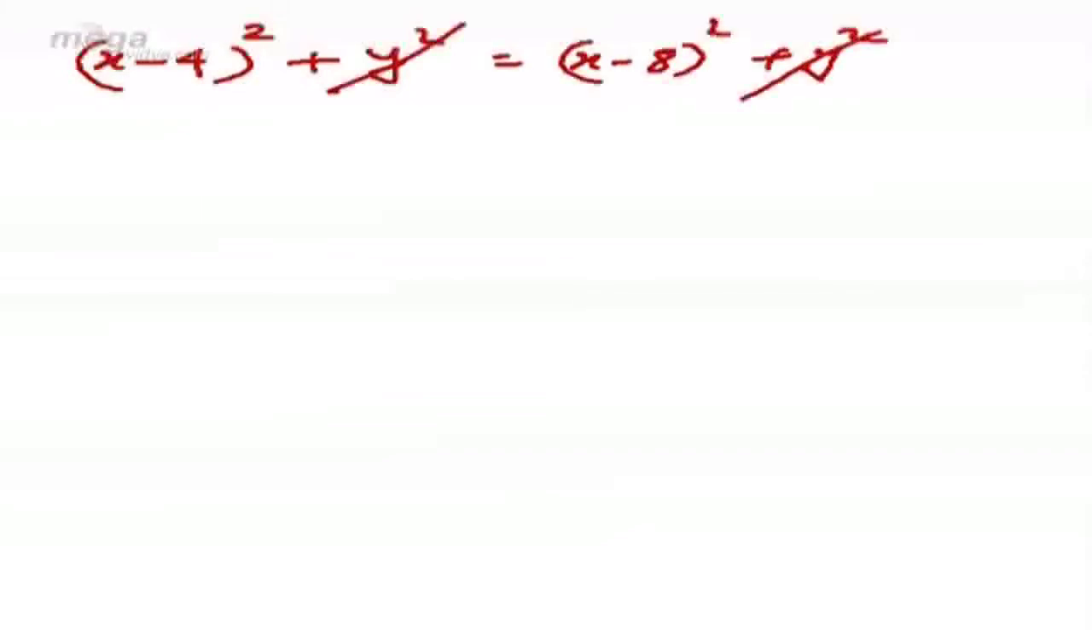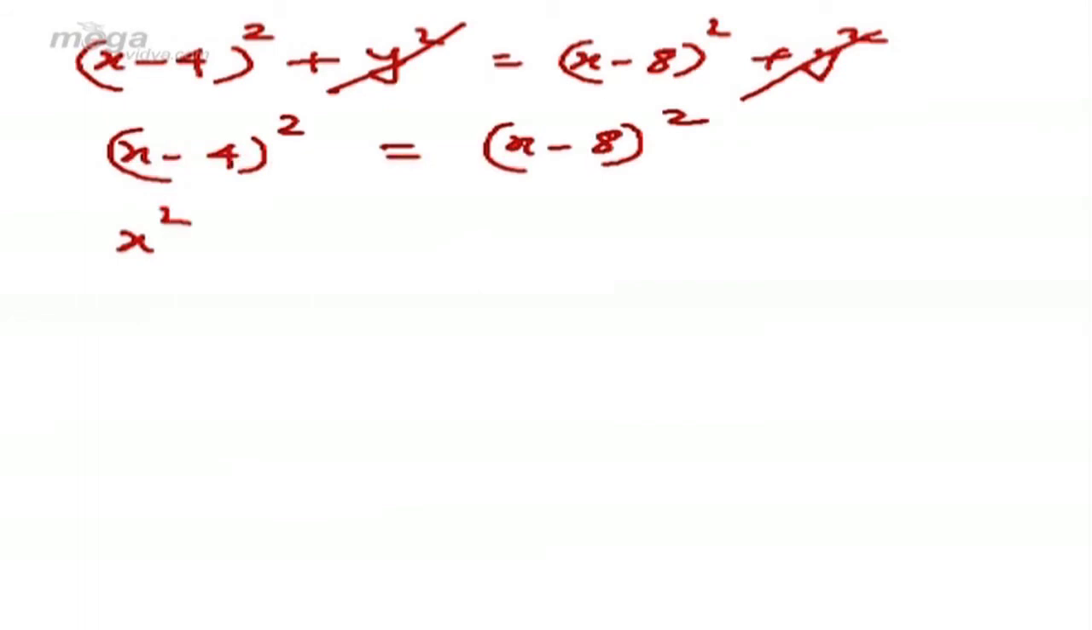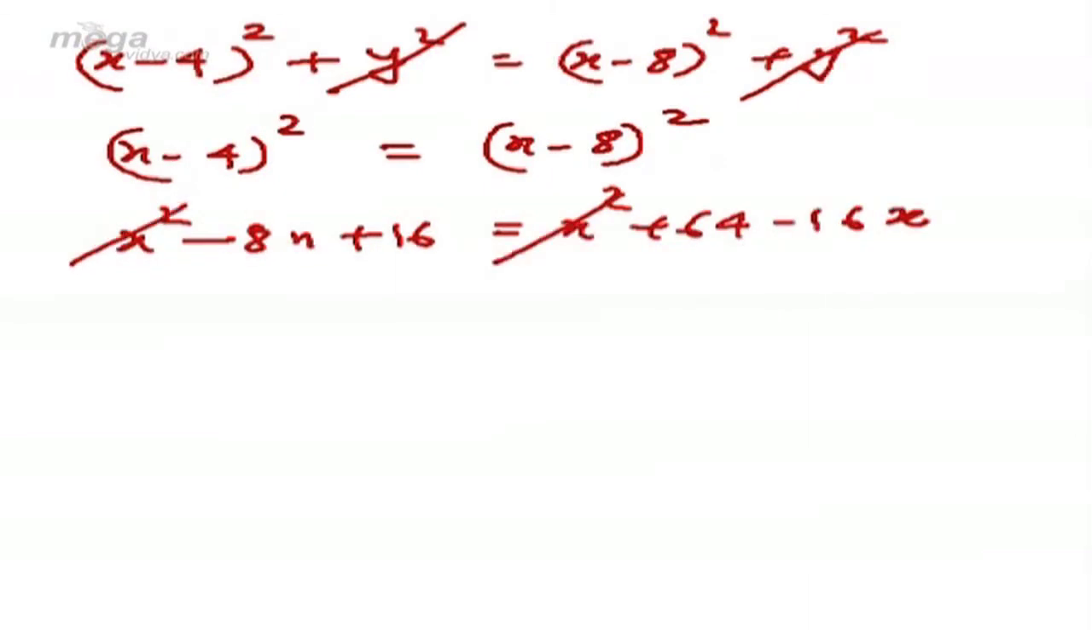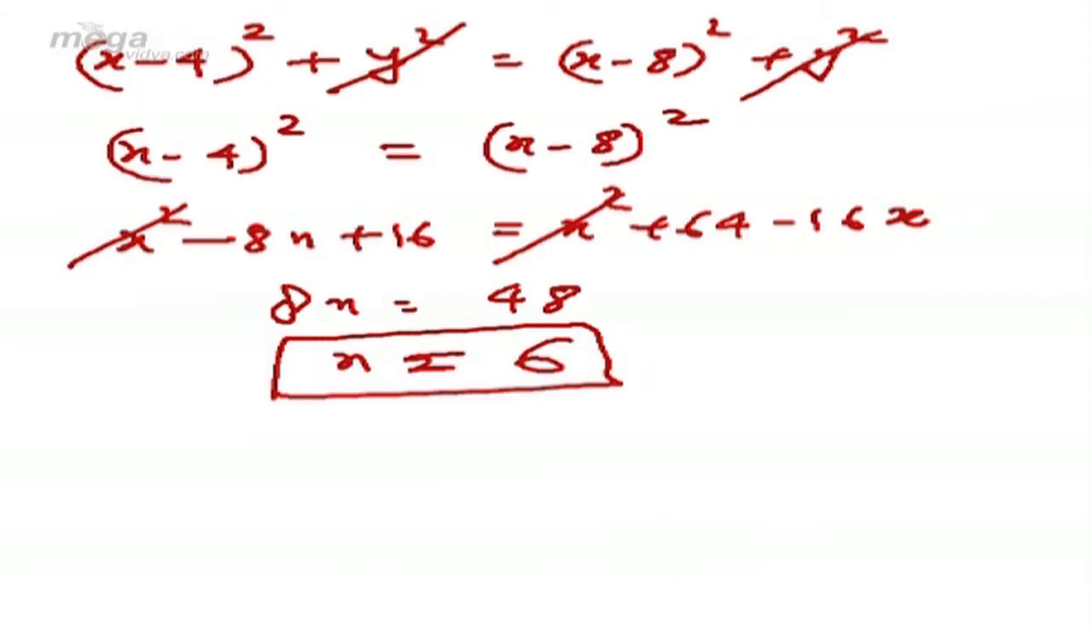Y square will cancel out from both sides. It will become (x minus 4) square is equal to (x minus 8) square. So x square minus 8x plus 16 is equal to x square plus 64 minus 16x. X square will cancel out. 8x is equal to 48. So x is equal to 6. So by solving the second equation, you got the value x is equal to 6.